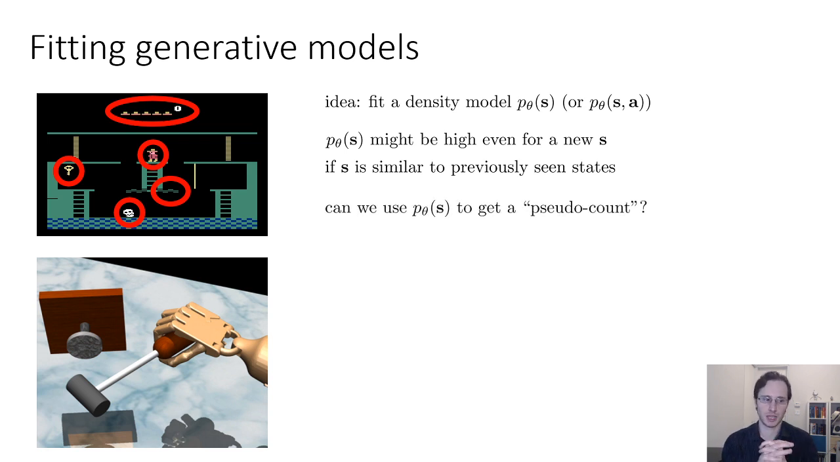So the question that we could ask then is, can we somehow use p theta of s as a sort of pseudo-count? Now it's not a count because it's not literally telling you how many times you visited a particular state, but it kind of looks a little bit like a count in that, if you take p of s and you multiply it by the total number of states you've seen, that will be a kind of a density for that state.